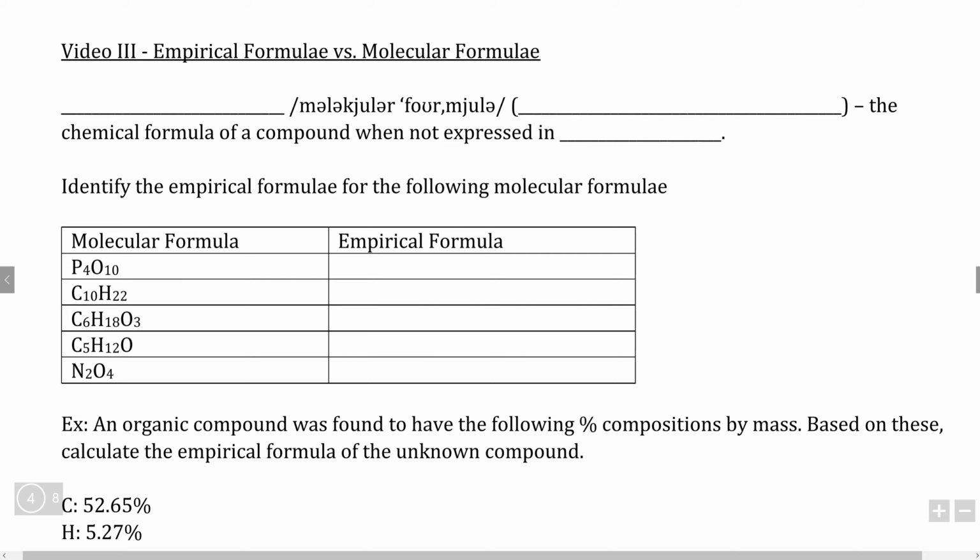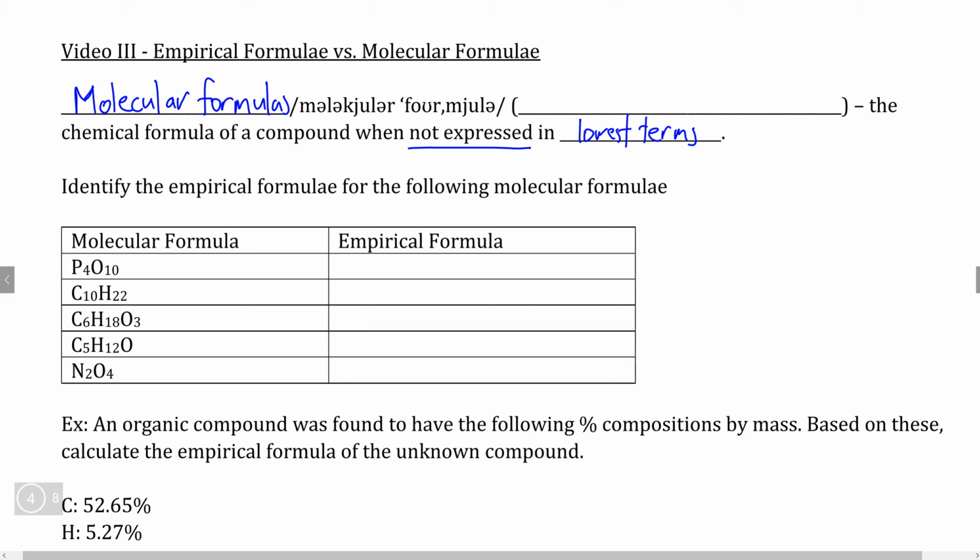In this video, we're going to be looking at the counterpart to empirical formulas called molecular formulas. While an empirical formula is the chemical formula of a compound that is expressed in lowest terms, molecular formulas are chemical formulas when they are not expressed in lowest terms, and there are a few examples below that we can look at in order to distinguish the difference.